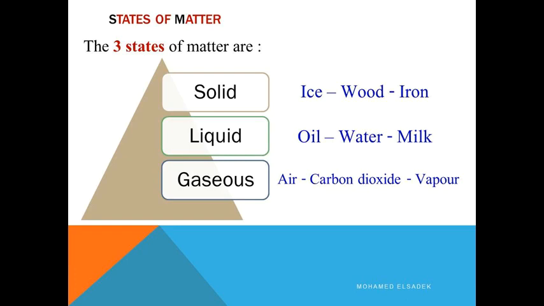The 3 states of matter are: solid state, which includes ice, iron and wood. Liquid state, which includes water, oil and milk. Gaseous state, which includes gases like air, carbon dioxide and water vapor. Air هو الهواء اللي احنا بنتنفسه. Carbon dioxide is a gas which exits from factories, يخرج من المصانع, and it is not useful for the human body. It is very harmful to humans.